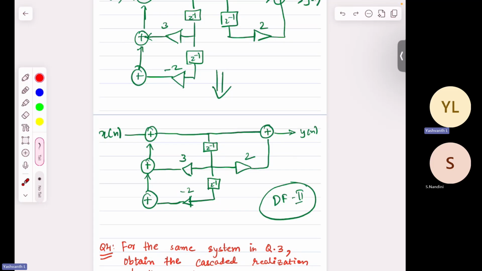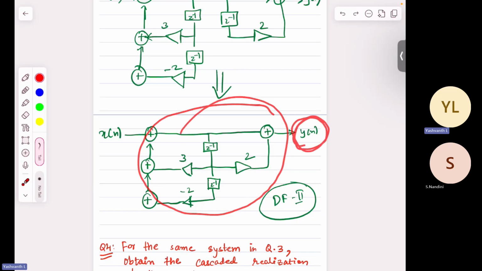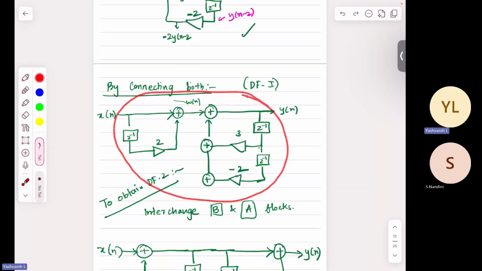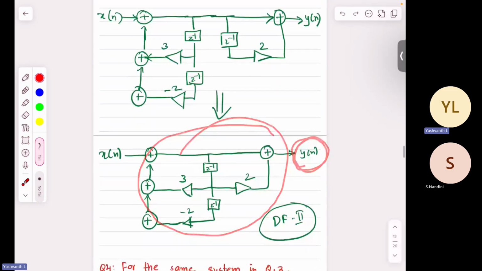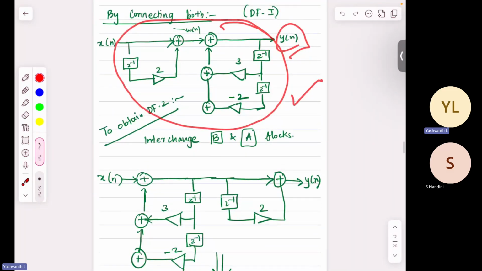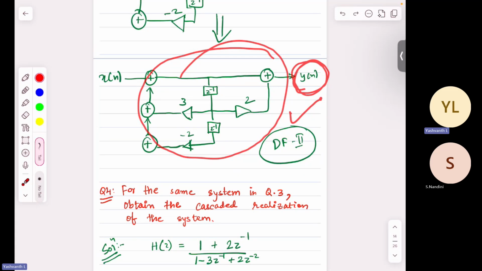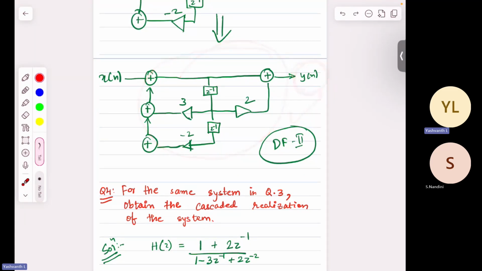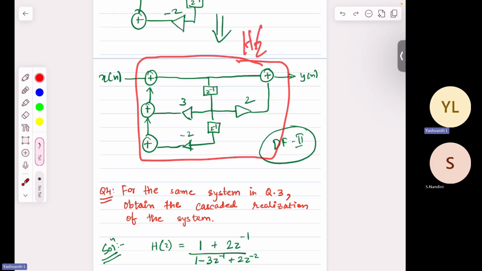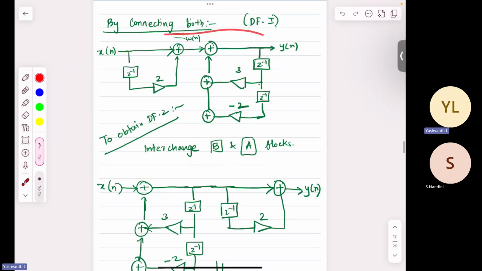No problem. It need not be. But all that you need to ensure is, at the end of the day, whether this entire structure is giving you the correct y of n, which is equal to this entire structure. It's absolutely true that whatever operation direct form 1 is doing should be done by direct form 2. No, it need not be the case. But let's say that you consider this whole structure as one h of z, and this whole structure as another h of z. Both these filters should give the same output for any given input.